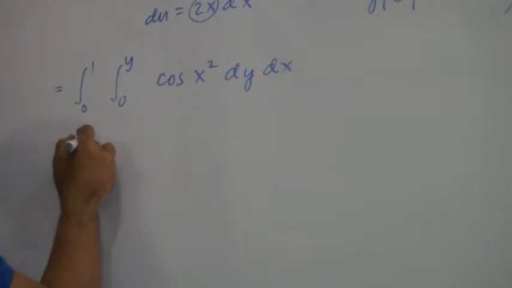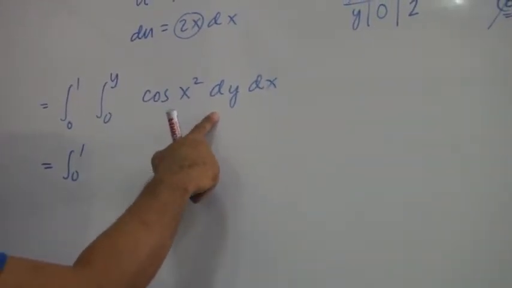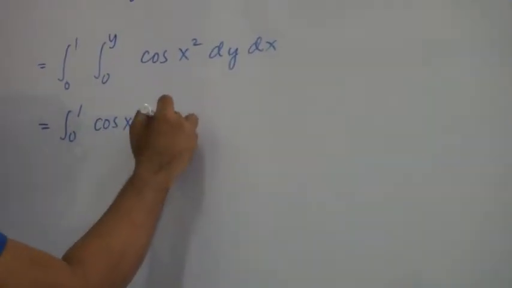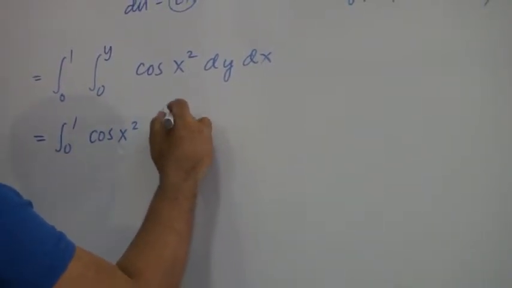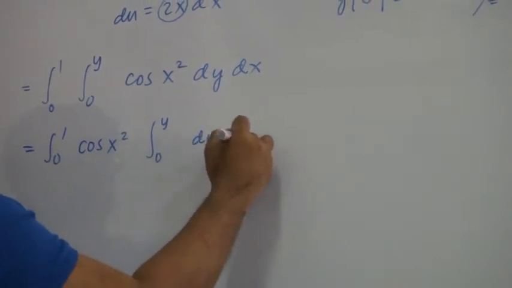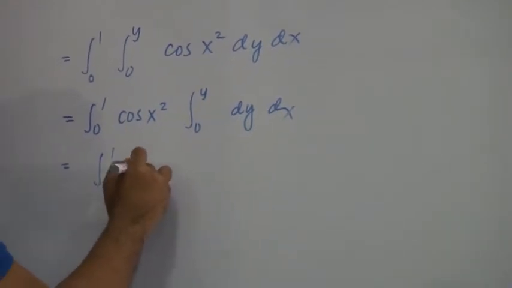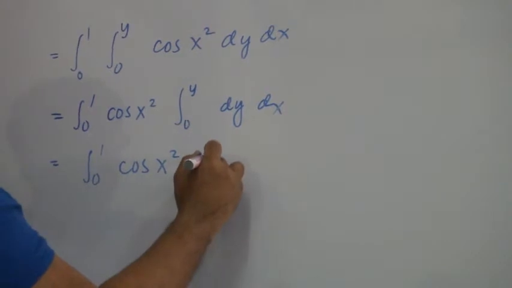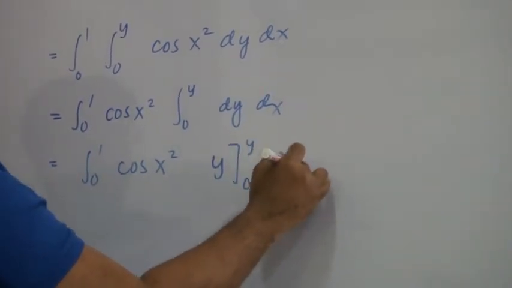Okay, so when you now integrate cosine x squared dy, we will treat x as constant, so therefore we will isolate cosine x squared. Then let us get the integral of dy from 0 to y, okay? So integrating it now, the integral of dy is y, then the limits are from 0 to y, okay?